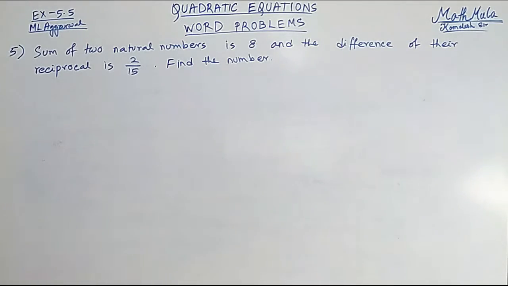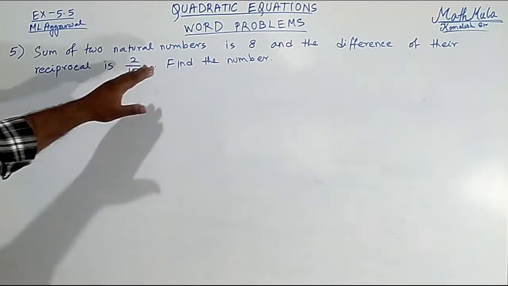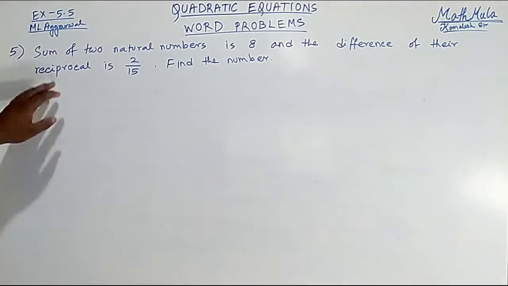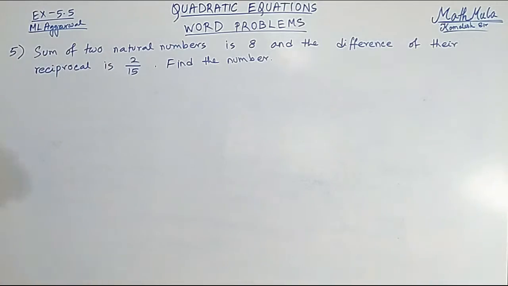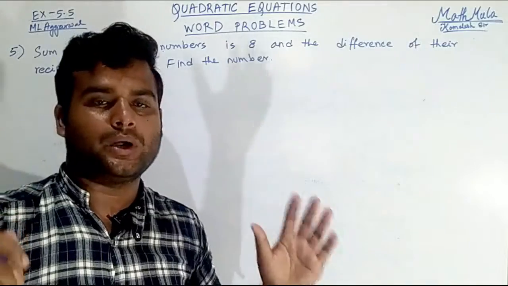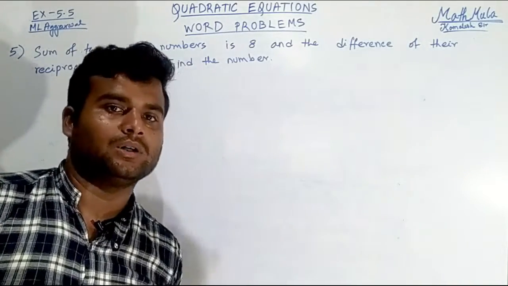Find the number. Now look, sum of two natural numbers is 8 is given, the first condition, and the difference of their reciprocal is 2 by 15 is the second condition. Now we use these two conditions, find a quadratic equation and then solve.